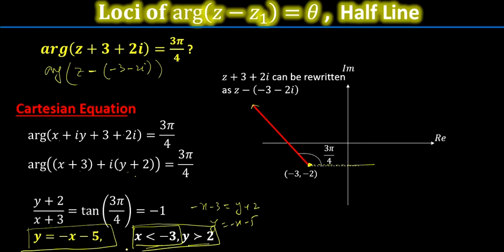Again, suggestion: pause the video, note down the example. This is a very important and comprehensive example to get the idea clear. Both things, that is the drawing part, the locus of points, and the Cartesian equation from the given complex equation.